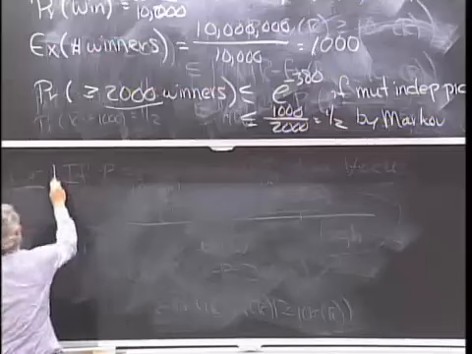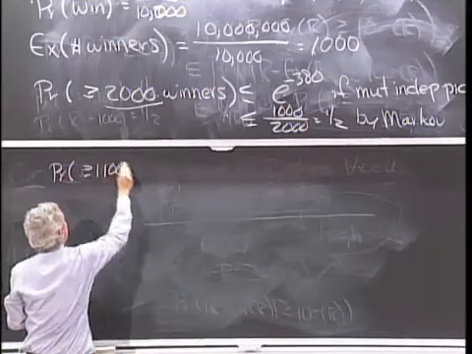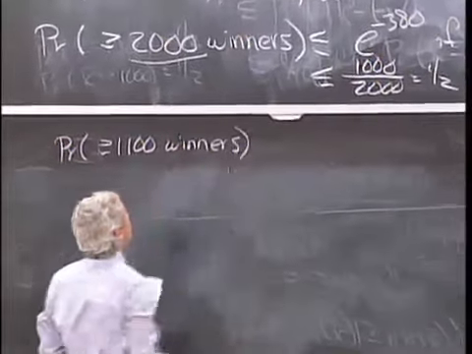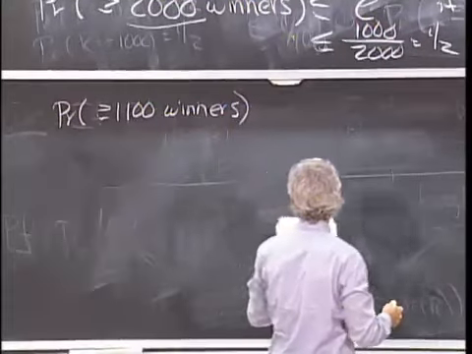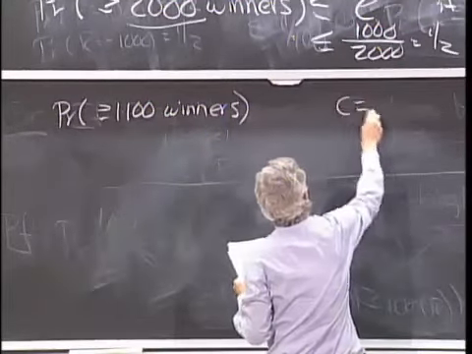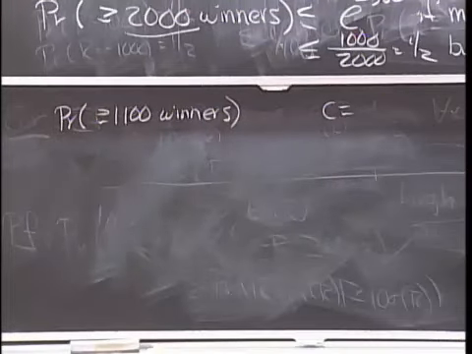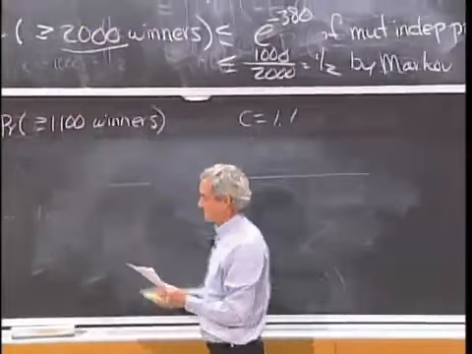So let's look at the probability of at least 100 extra winners over what we expect out of 10 million. All right, we got 10 million people. You expect 1,000. We're going to analyze the probability of 1,100. What's c in this case? We're going to use Chernoff. It's 1.1, so this is 1.1 times 1,000.